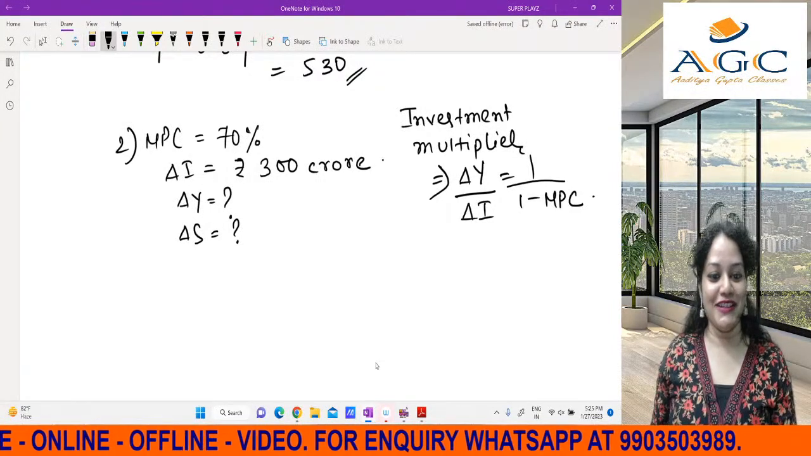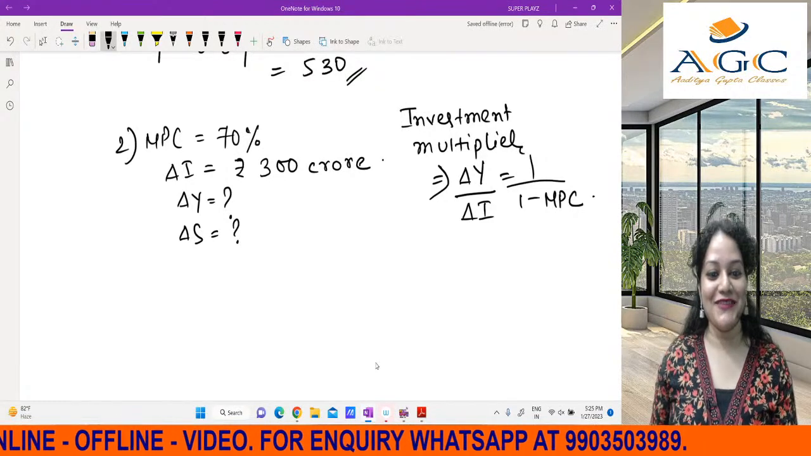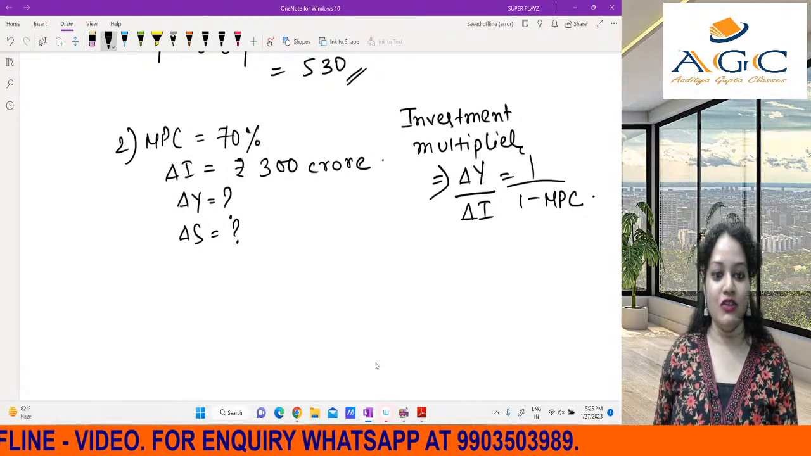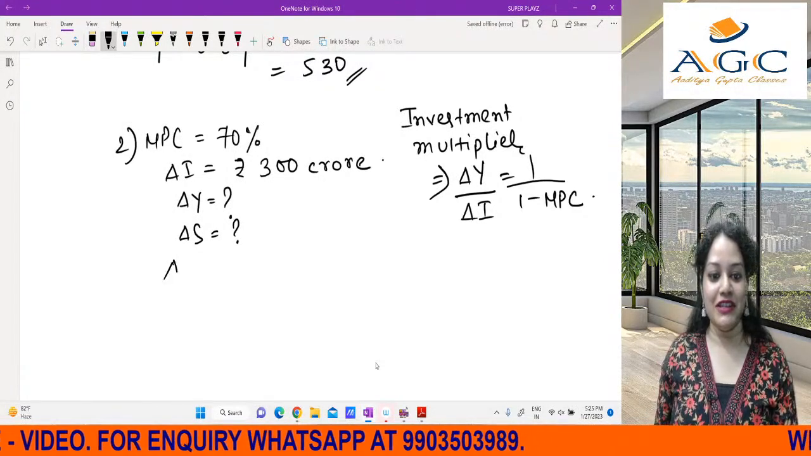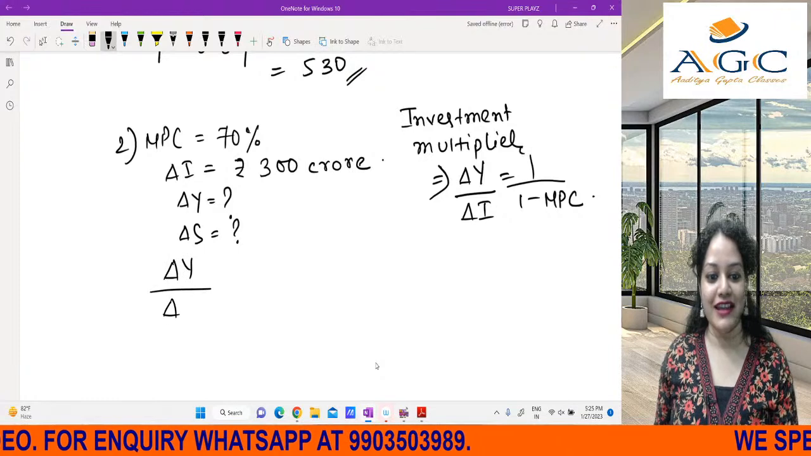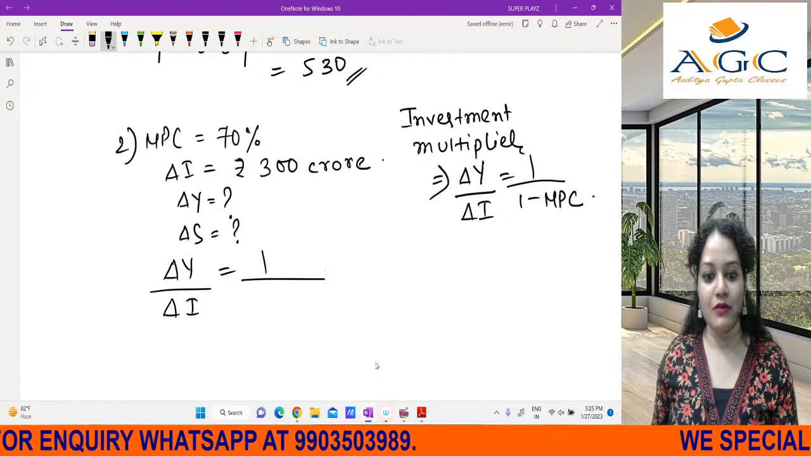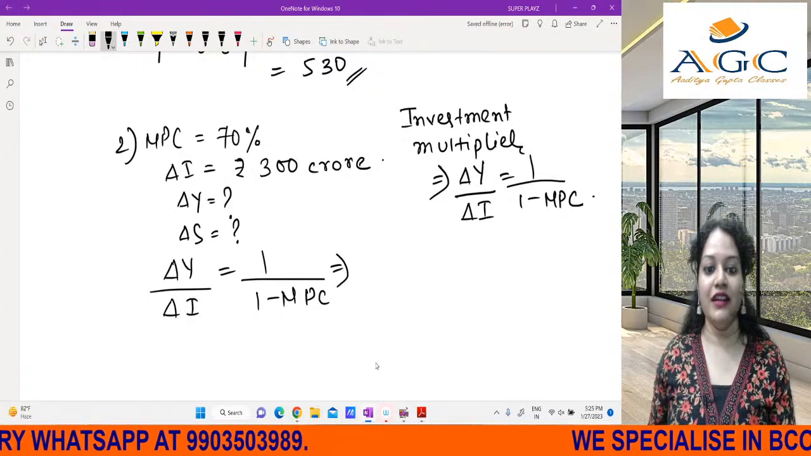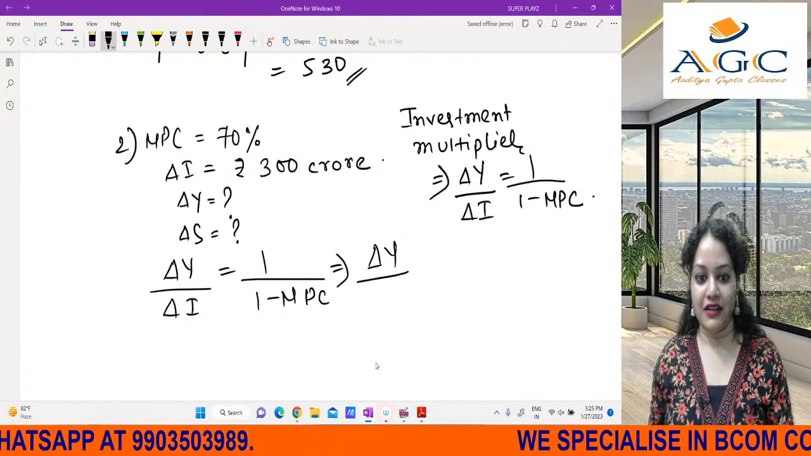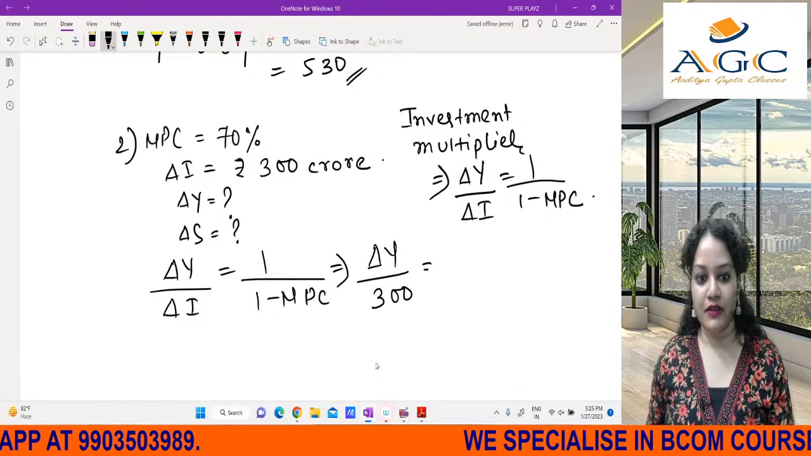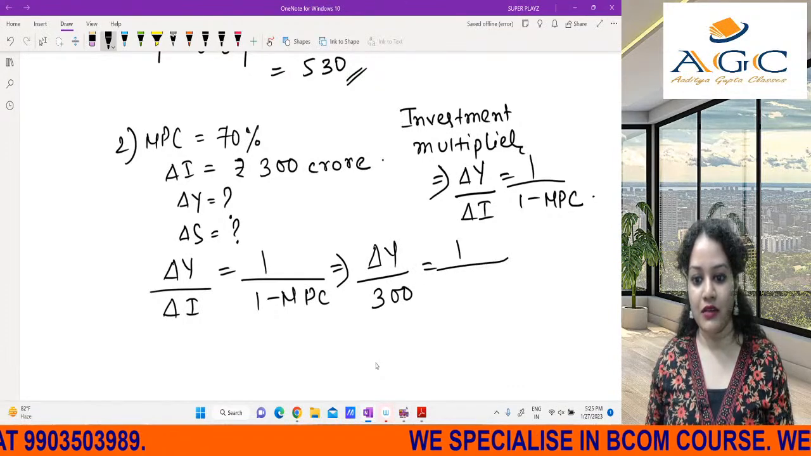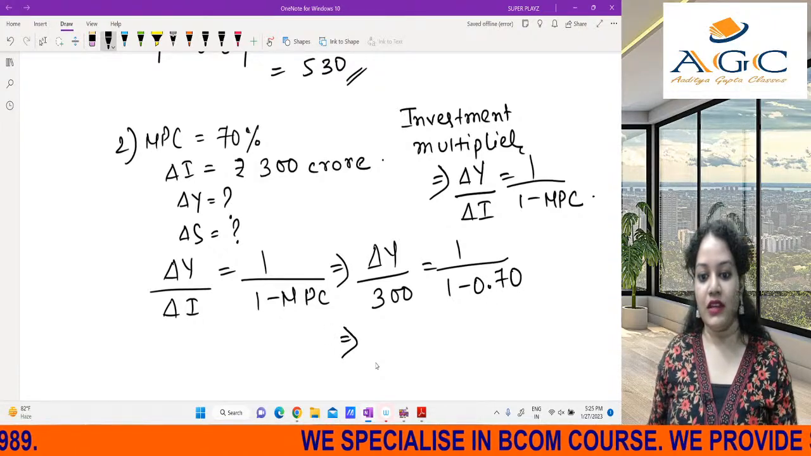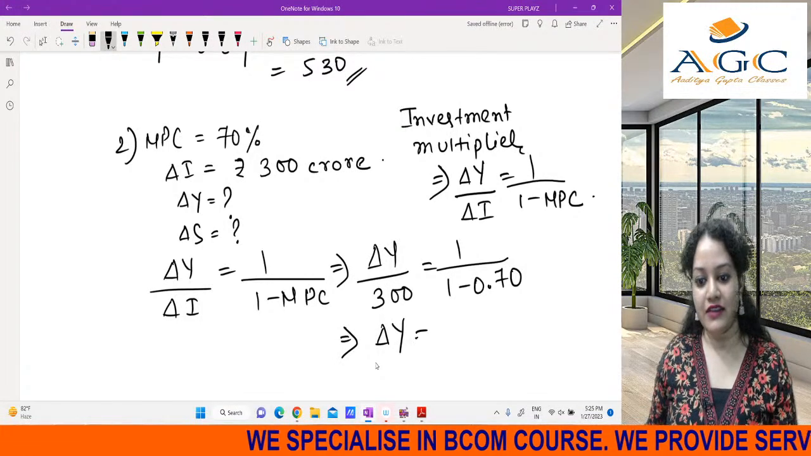Okay. So you can do what? MPC is 70%, delta I is rupees 300 crore. So to find out delta Y, you can use this formula, delta Y by delta I is equal to 1 by 1 minus MPC, right? Investment is 300 crore. 1 by 1 minus 0.70. Now find out the value of delta Y and let me know.